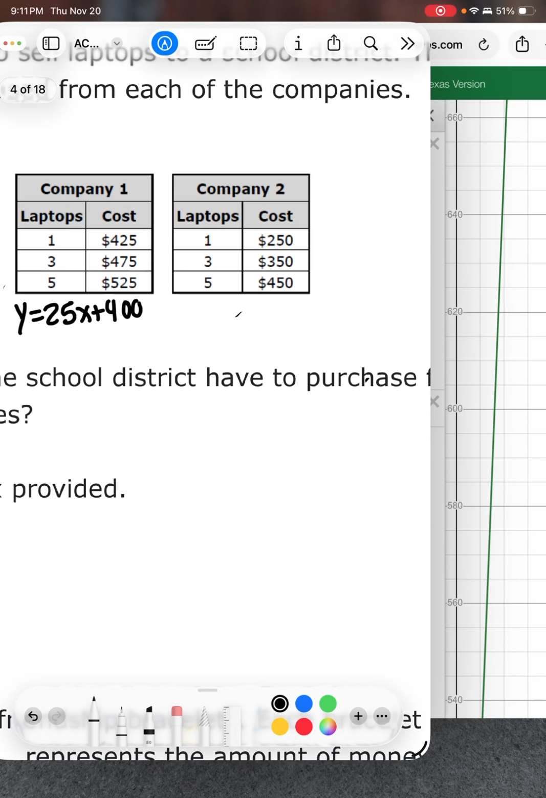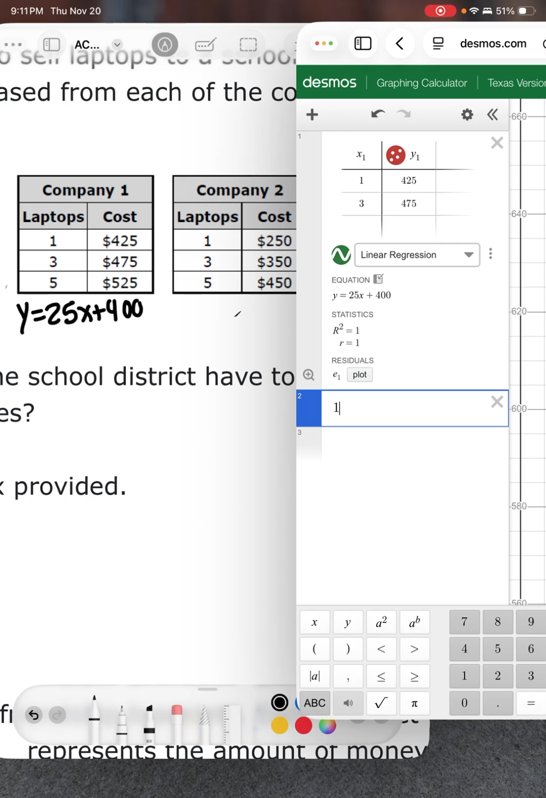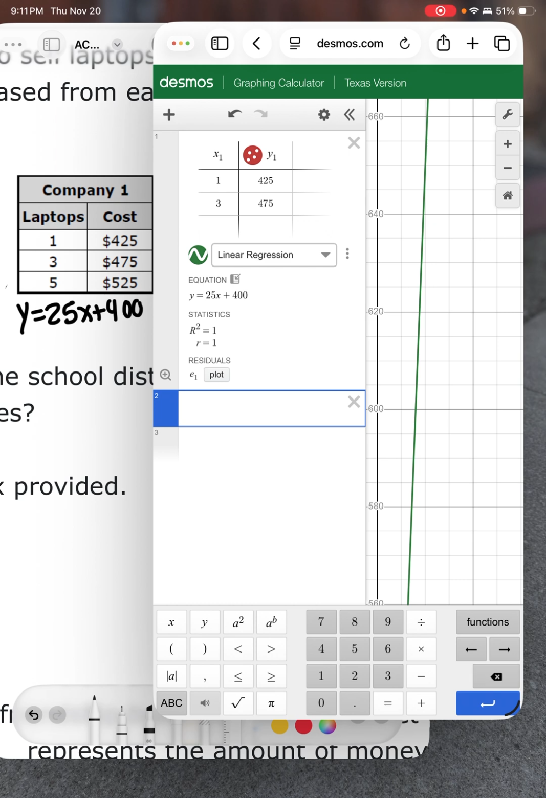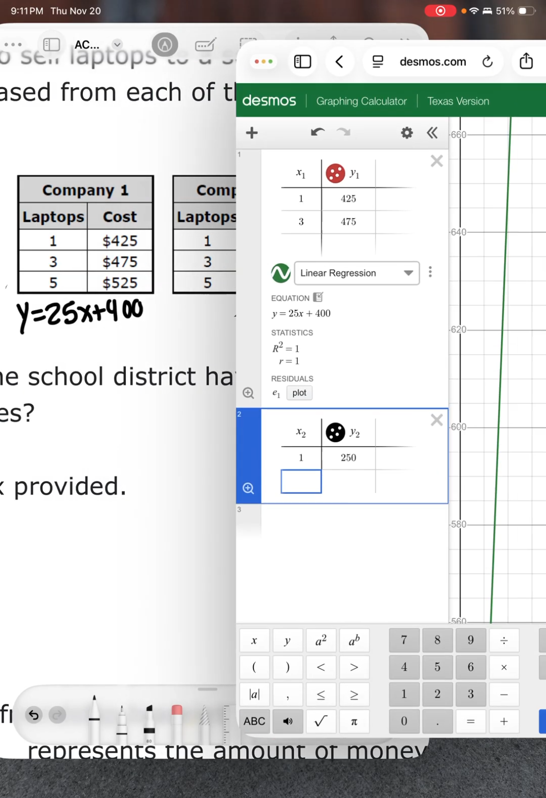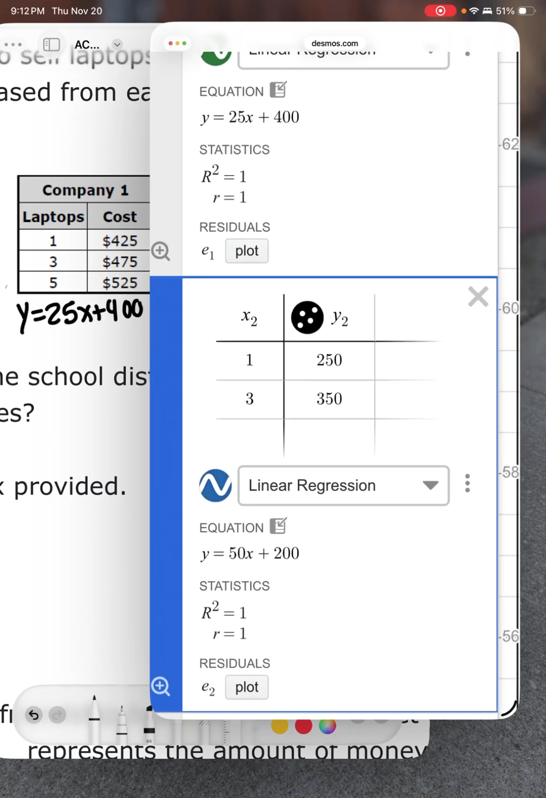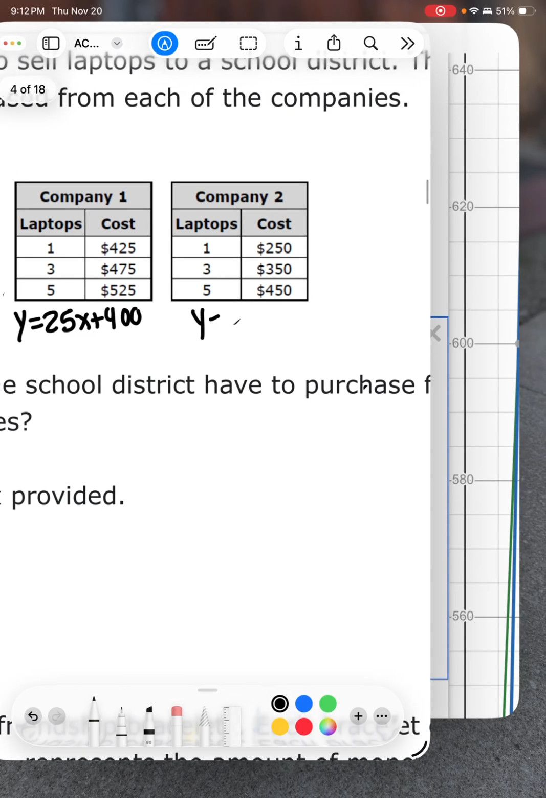Okay, now let's go ahead and do the same thing for company 2. So company 2, I'm at 1 and 250. So we have 1 and 250. Oh my gosh. And let me make sure I'm writing the right thing. 3 and 350. Okay, so my equation here is y equals 50x plus 200. So y equals 50x plus 200.